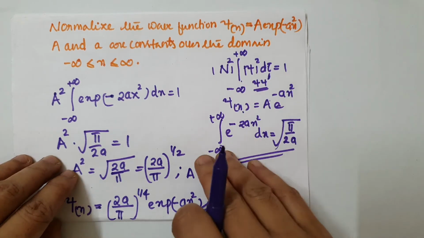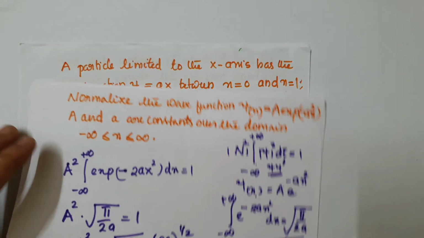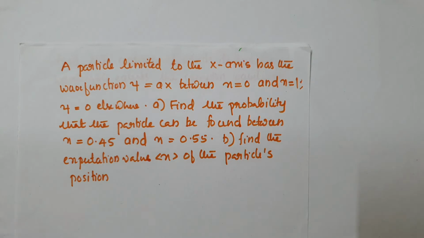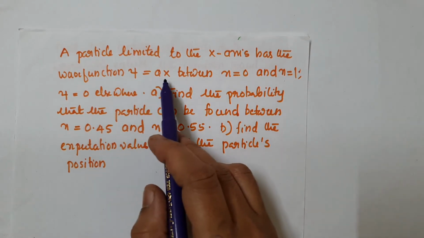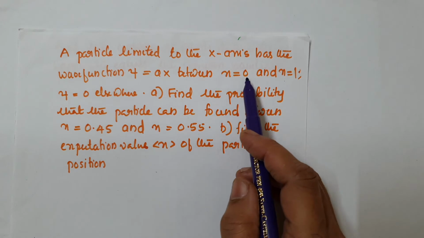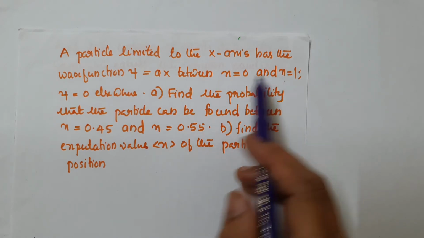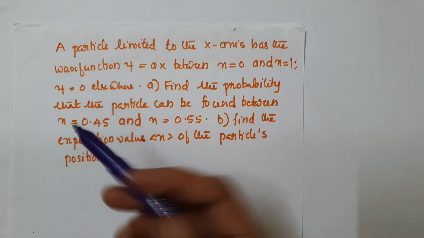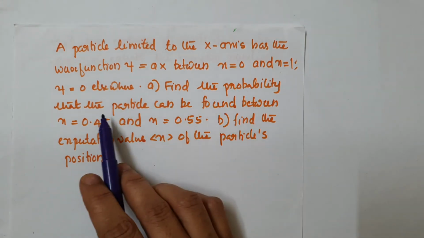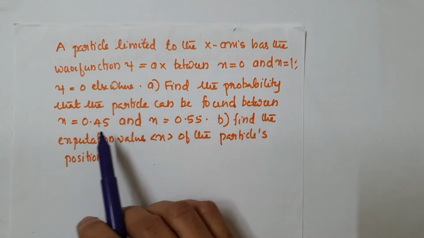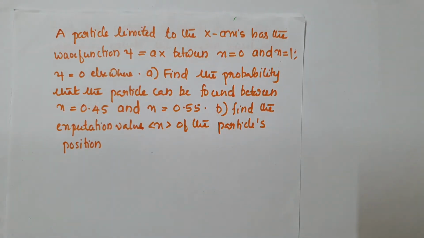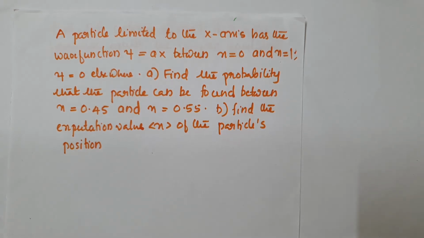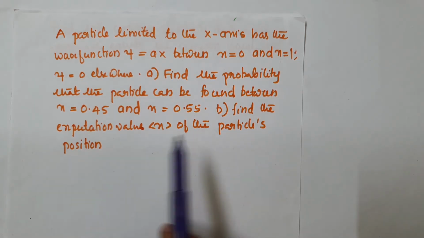And the next question is: a particle limited to the x-axis has the wave function psi equal to a x between x equal to 0 and x equal to 1, and psi equal to 0 elsewhere. A: Find the probability that the particle can be found between x equal to 0.45 and x equal to 0.55. B: Find the expectation value of x, the particle's position.